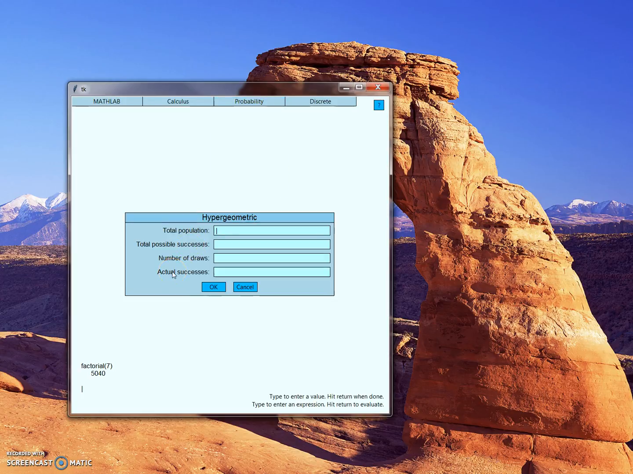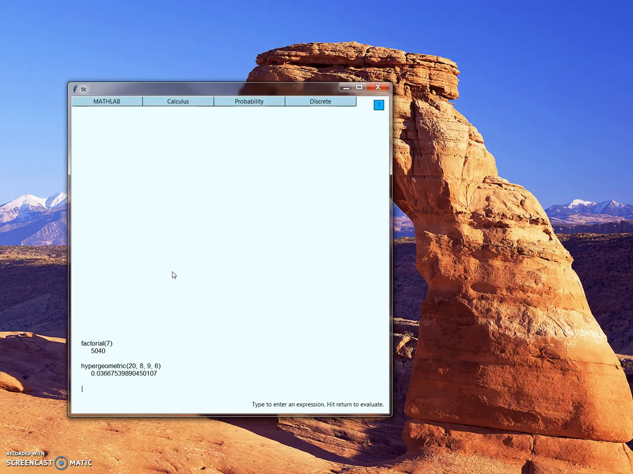Let's just say that we have a bag of 20 marbles, and 8 of those are red. If we draw 9 marbles out of the bag, what is the probability that we're going to draw exactly 6 red marbles? Now we're going to see that probability is rather small in this case. And we also have continuous probability distributions in addition to the discrete probability distributions that we see down here.